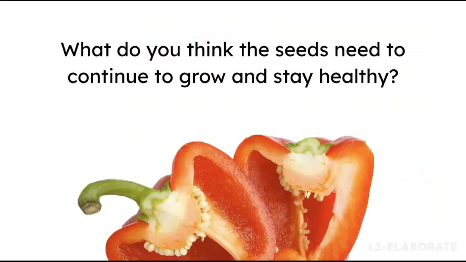For the Elaborate portion, you'll ask students what they think the seeds need to continue to grow and stay healthy. You'll invite students to share their ideas and make a list of the things they think the seeds would need to grow and stay healthy, and narrow down the list to include air, water, and light. Students might still think soil is important for plant growth, so you may wish to leave this on the list.